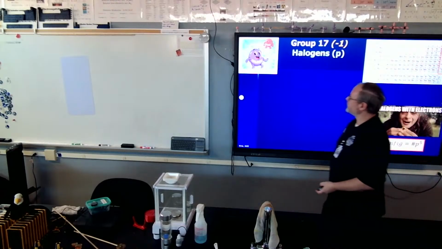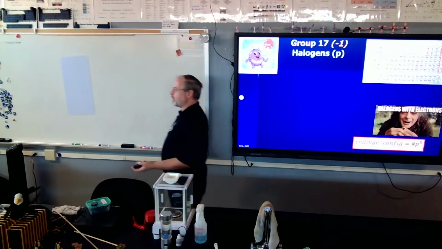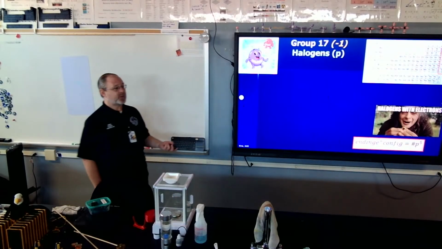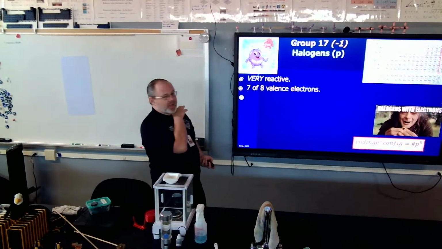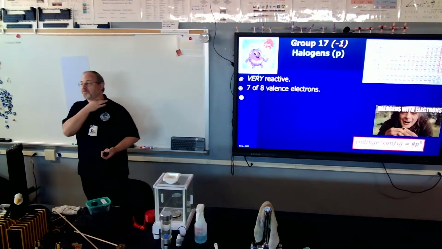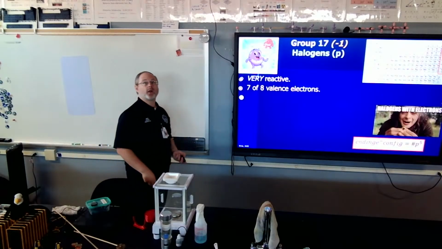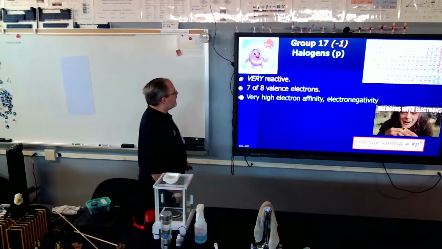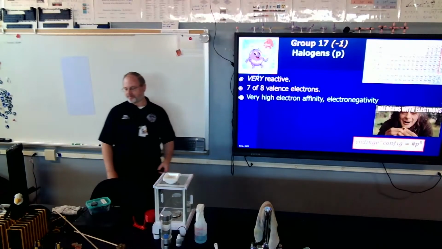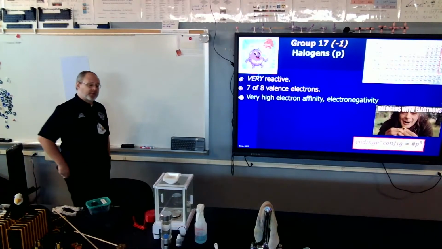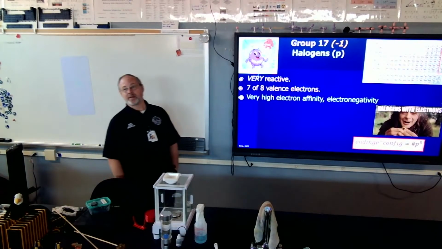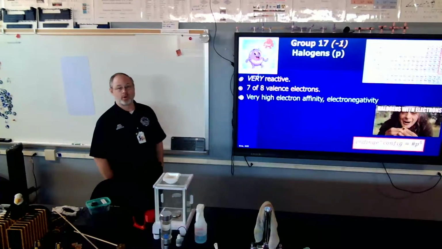Halogens are all group 17. They all have a -1 charge, and they're in the p block. So they all end something p5. They're extremely reactive, and because they have 7 of 8 valence electrons, they want to get that 8th. So this gives them a very high electron affinity and a very high electronegativity, 2 terms that we're going to look at in detail next week. These are 2 of our trends.